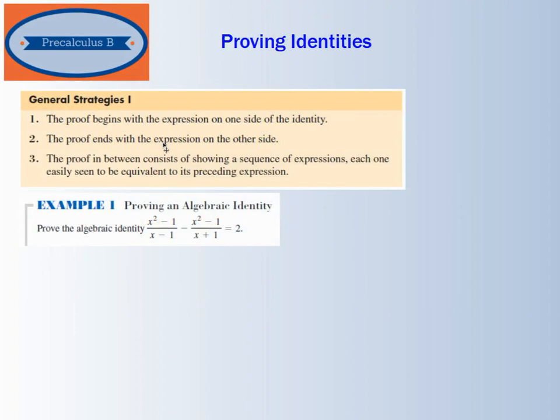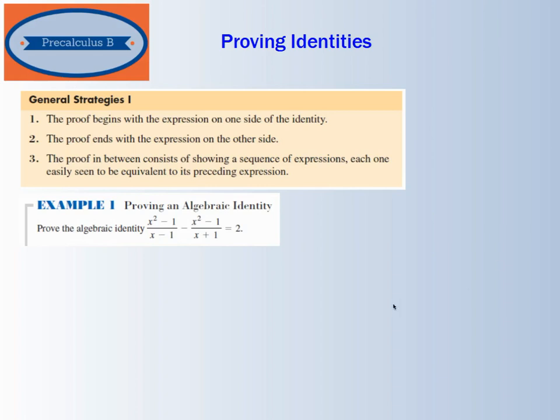So first off, the proof begins with the expression on one side of the identity. The proof ends with the expression on the other side. All right? In between consists of showing a sequence of expressions, each one that is easily seen to be equivalent to the previous. So we're kind of stepping through one step at a time from one side of the equation until we get to the other side.